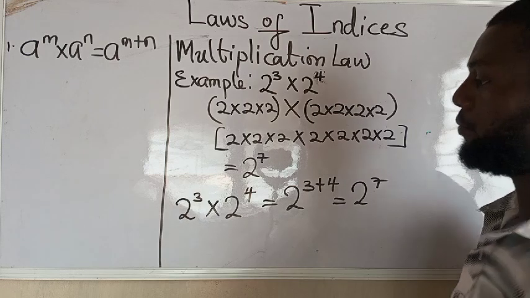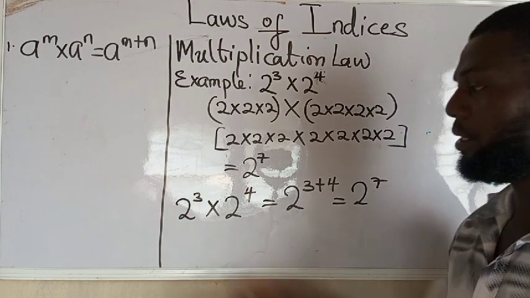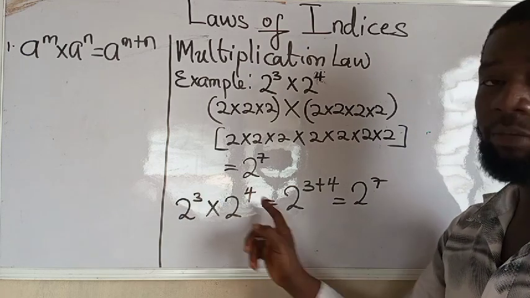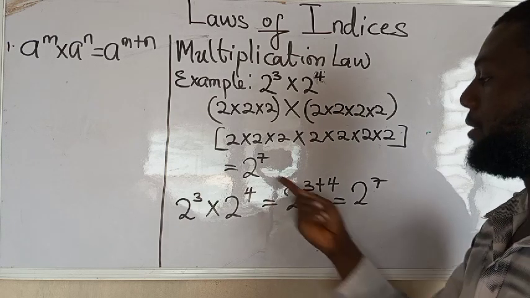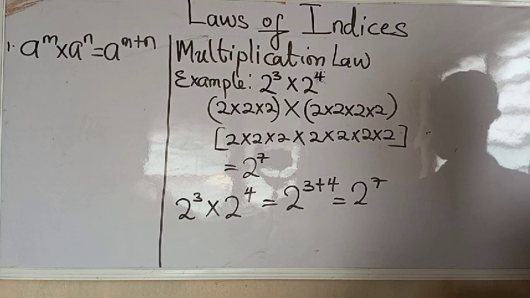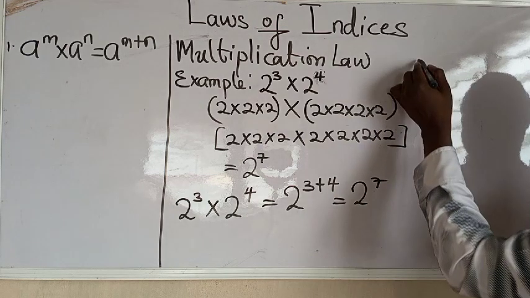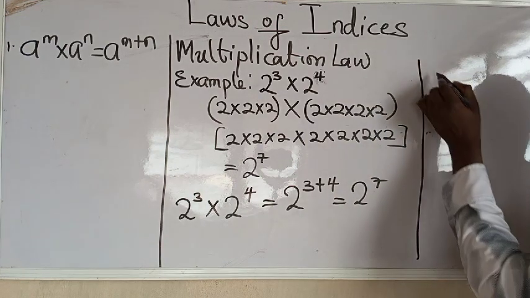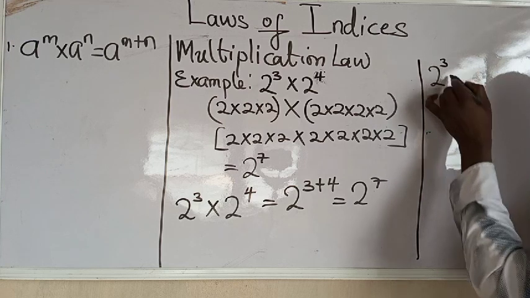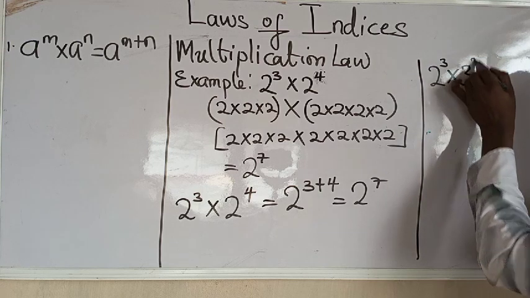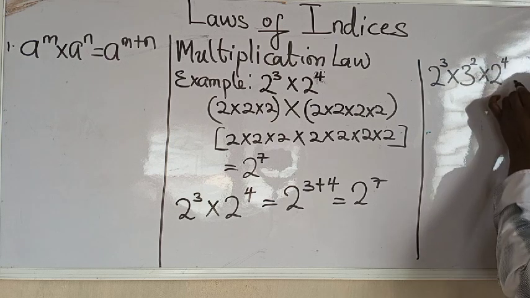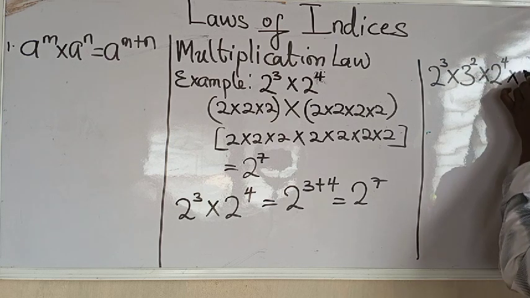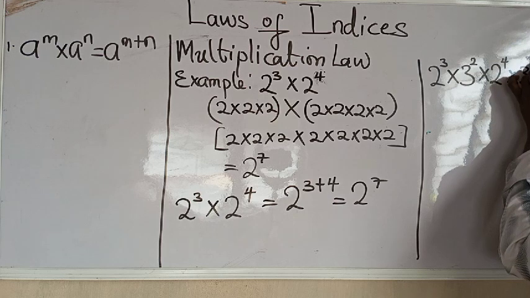It says that when you have equal bases here and different powers, you can pick one of the bases and add the powers together. Now let's look at another example. Let's say we have 2 raised to power 3 times 3 raised to power 2 times 2 raised to power 4 times 3 raised to power 5.